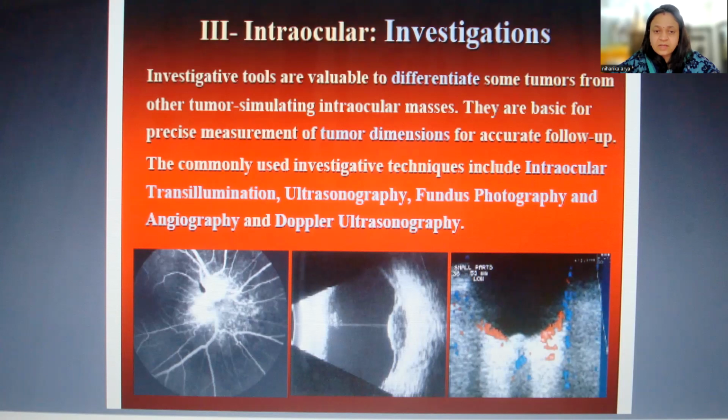The most commonly used investigative techniques include intraocular transillumination, ultrasonography, fundus photography, angiography, and Doppler ultrasonography. Okay, so these are the most common investigative techniques: intraocular transillumination, that is the red-free filters, ultrasonography, that is USG, fundus photography, angiography, and Doppler ultrasonography.